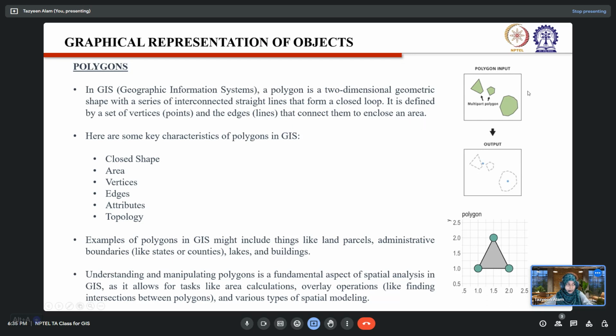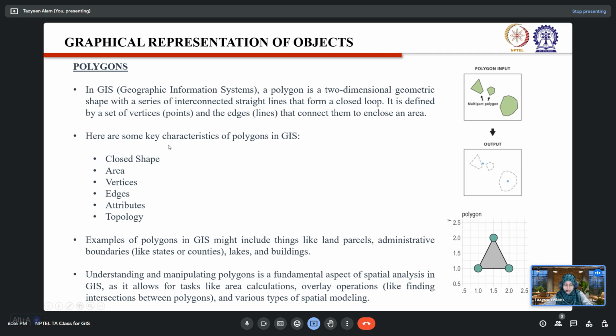So this is your multi-part polygon, and this is how the output comes if you are feeding it in GIS. And similarly, your polygon or your area or region specifics have your points, and it also has your lines, and collectively they both form your polygons.